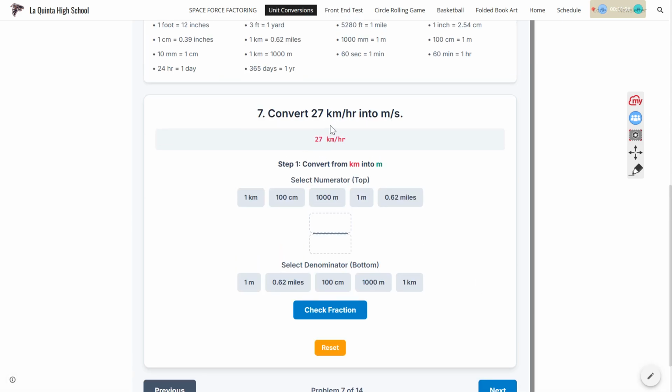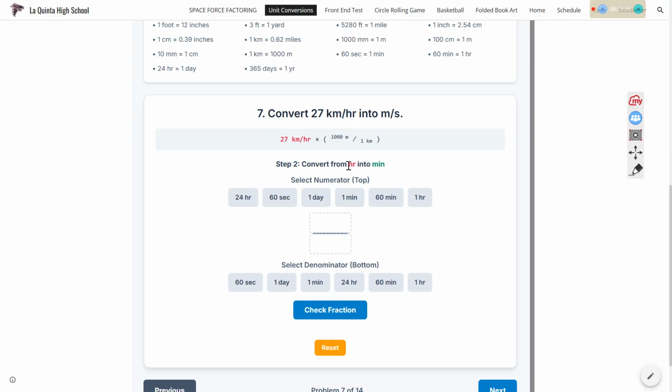So this one did get people a little confused, but we have to convert from kilometers into meters, right? So we would look for here and say, okay, 1 kilometer equals 1,000 meters. So since I'm going from kilometers, kilometers is on the bottom and meters is on top, okay? We check the fraction and we see we have something.